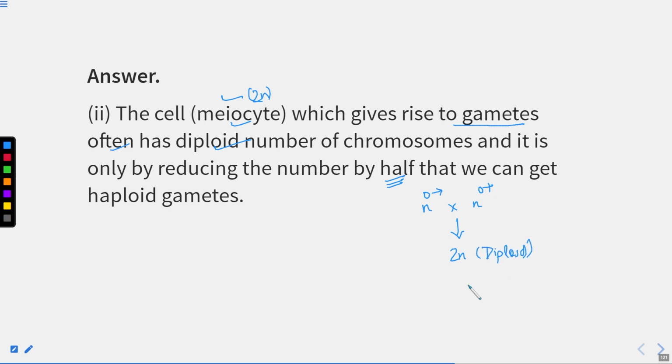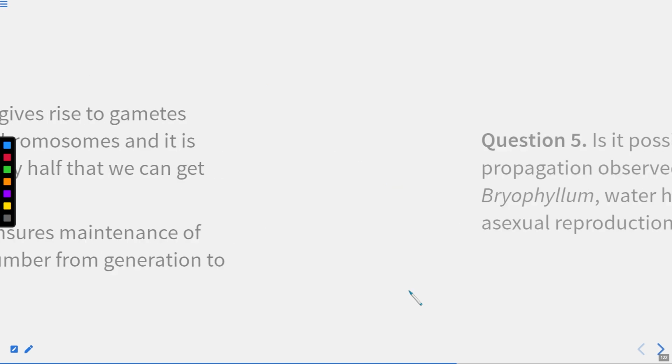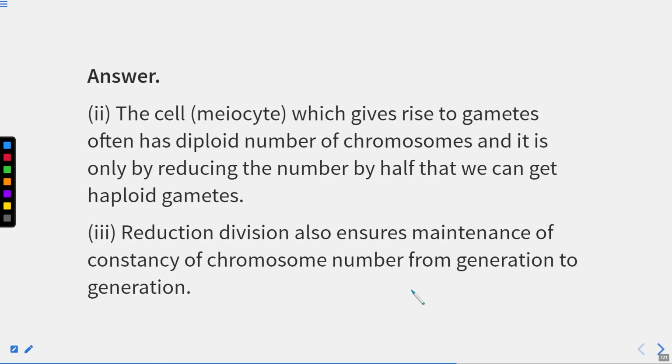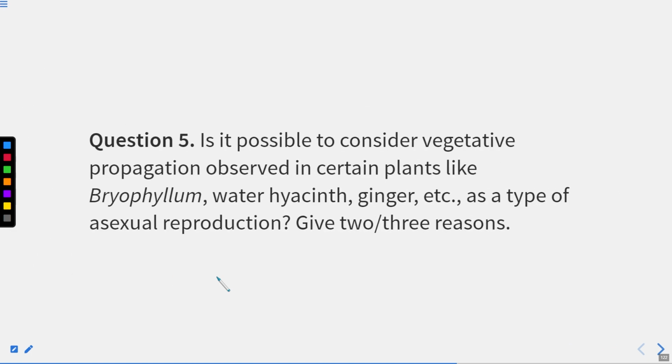The chromosome number is restored, the ploidy level is restored. Again, meiosis will take place in this individual during gamete formation. Again, gametes will be formed, and these gametes will again be haploid. So the ploidy level is maintained with the help of meiosis. Now, reduction division also ensures the consistency of chromosome number from generation to generation. Okay, this is clear. Now, next question.